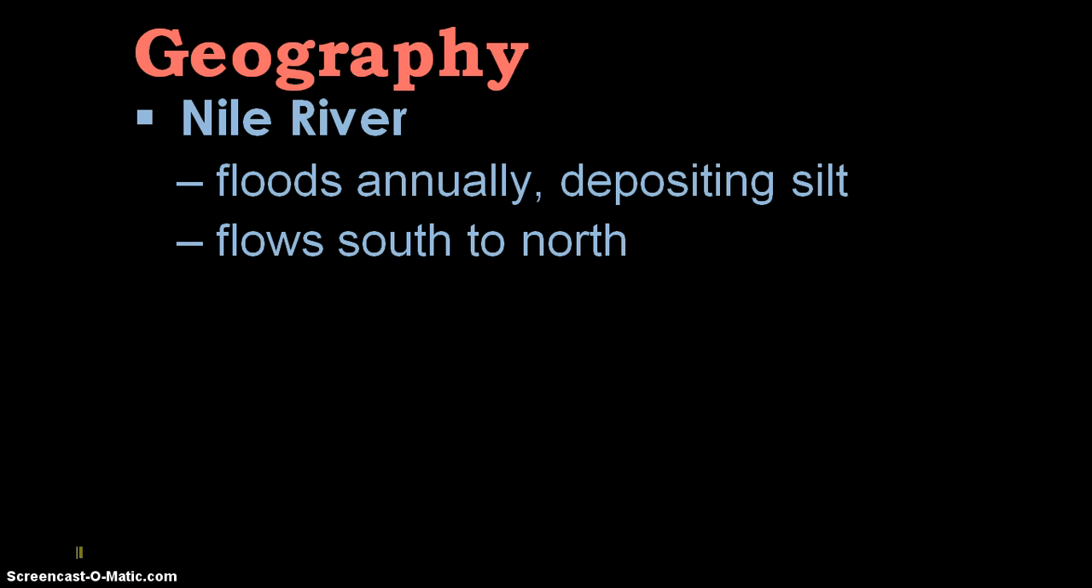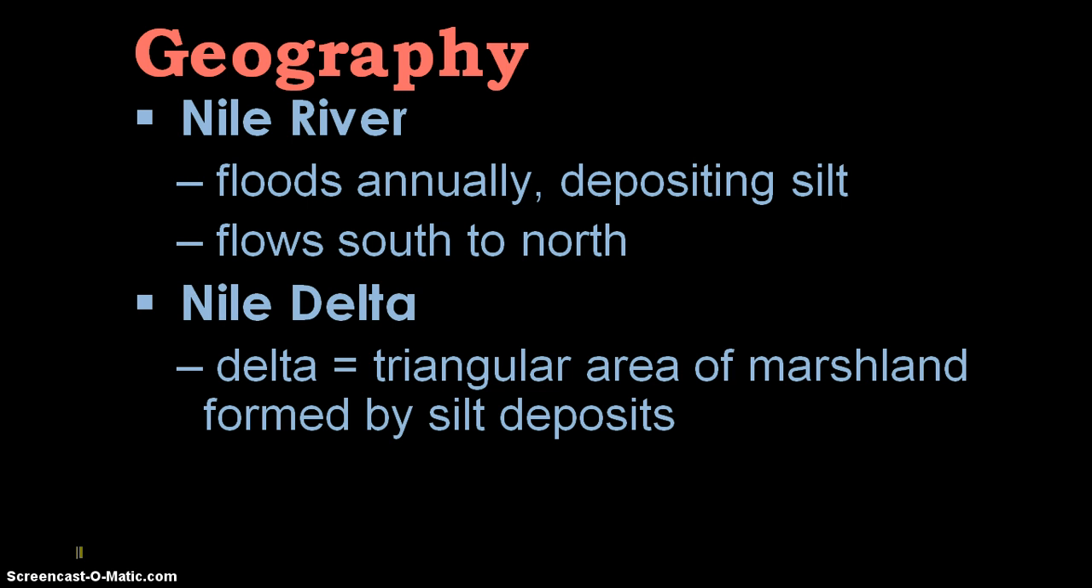And the other interesting fact about the Nile is that it flows from south to north, so it flows up. Most rivers flow from north to south, but the Nile is unique in that it flows south to north. The Nile Delta, you remember that from your Fertile Crescent map that you did. That's the triangular area of marshland formed by silt deposits. It's right to the northern part of the Nile.